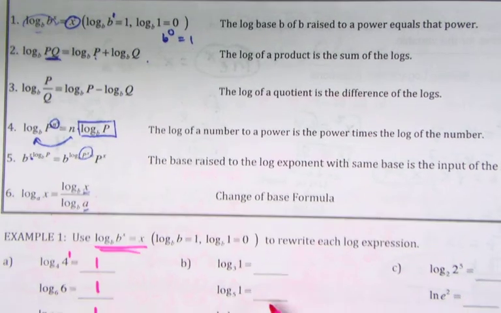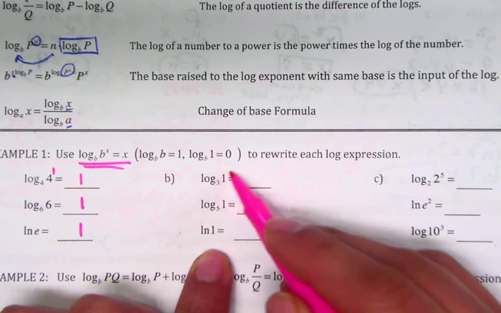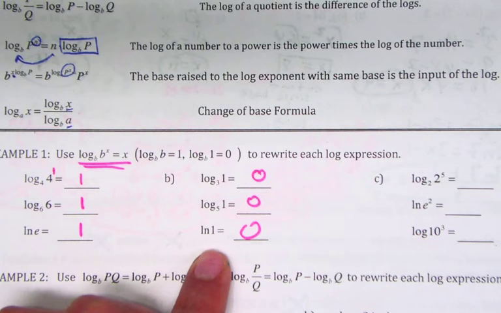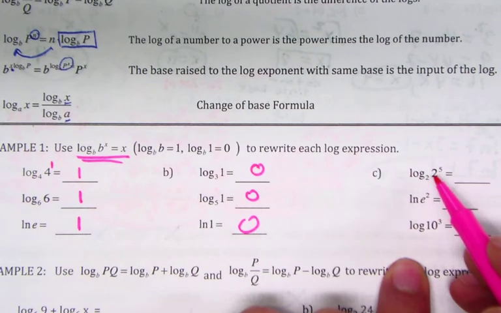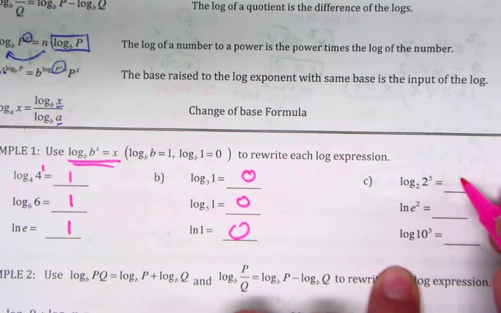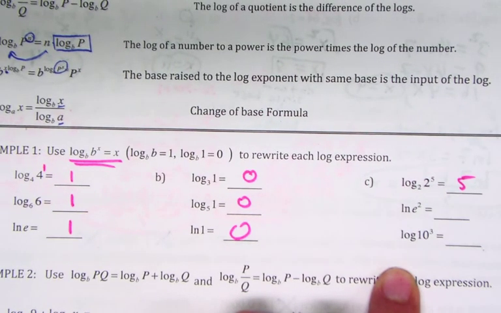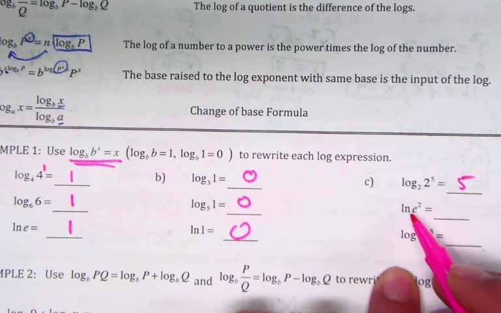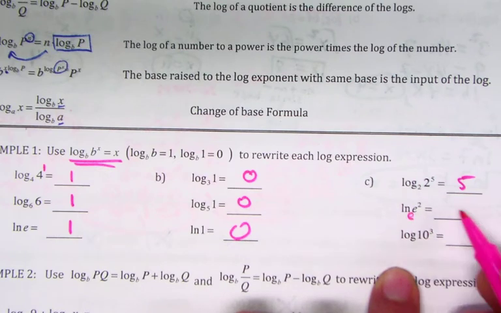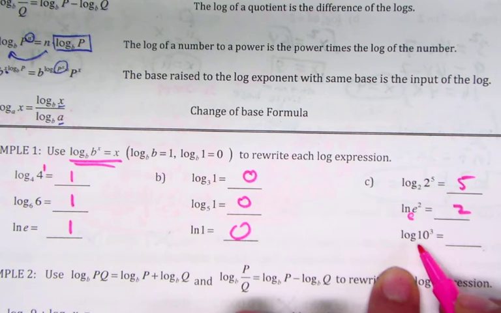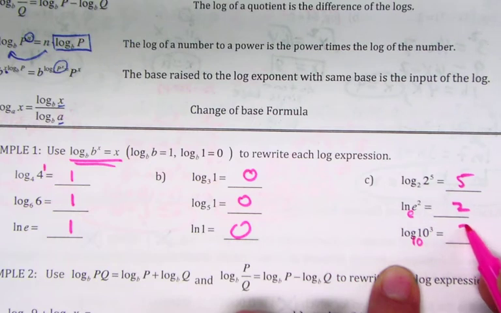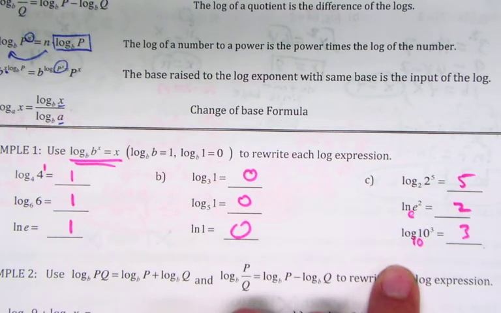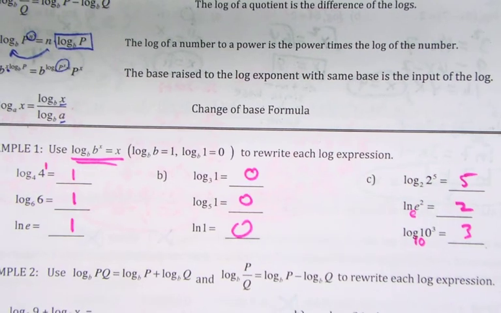All right, what are all these going to be here? Yeah, the log in any base of 1 is all 0. Log base 2 of 2 to something is just that something, because they're opposites. What base is this log? E. So what do we get? 2. What base is this log? And inside we got 10 to the third. So the answer is 3. Making sense? Okay.